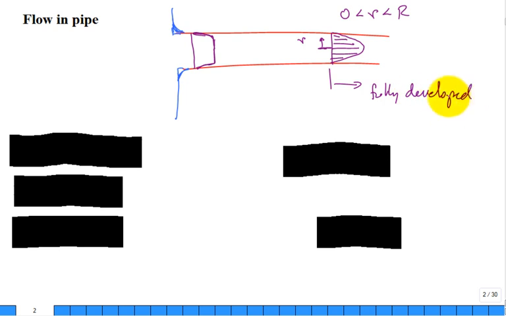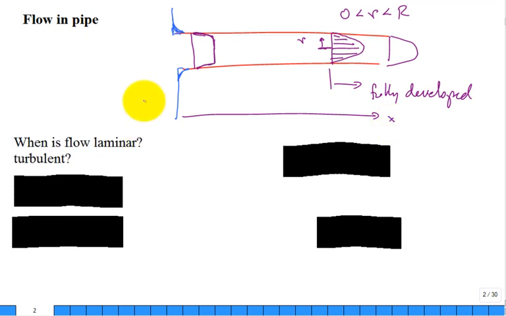Hydrodynamically, where the velocity profile, as you continue to go down the pipe, isn't changing anymore. It's not a function of x. So this would be a measurement of x, and the velocity profile doesn't change. Okay, so a couple questions. How can you tell if the pipe flow is going to be laminar or turbulent?